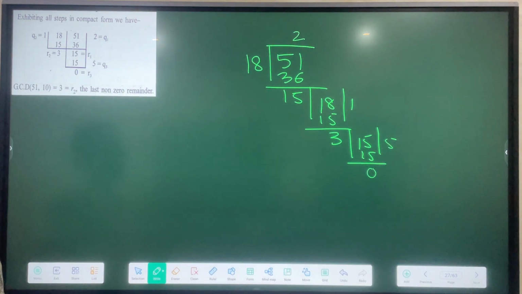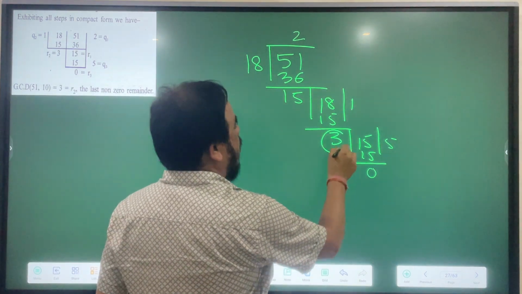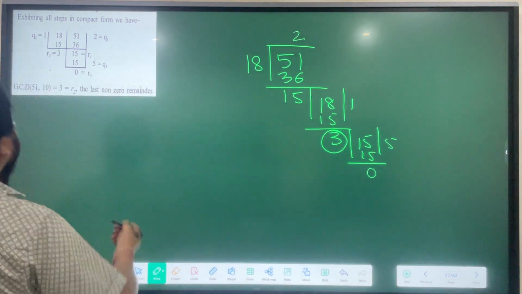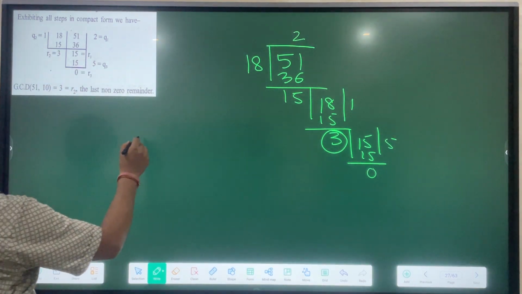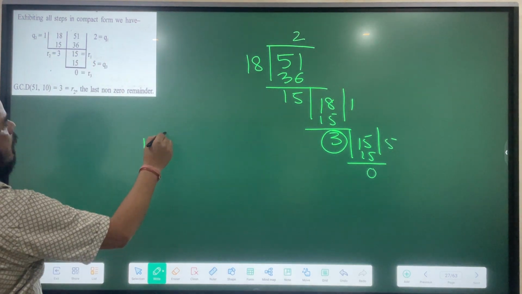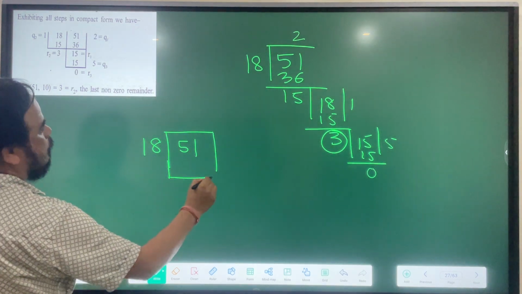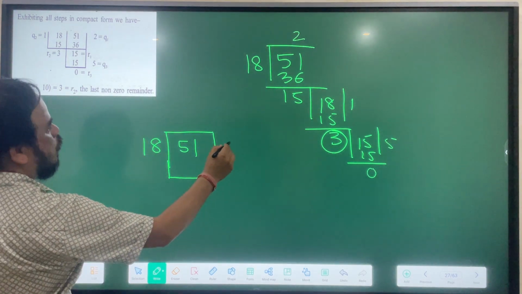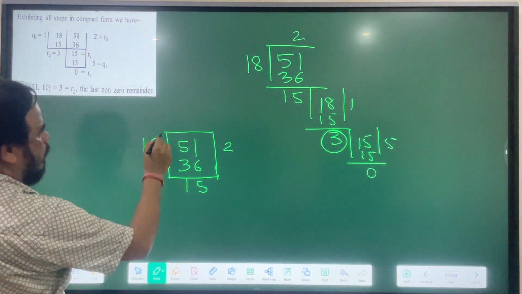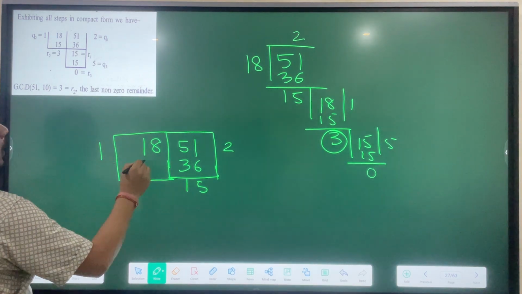Long division, short division method. So what is the HCF? We have done HCF. This is the HCF. Here it will be called GCD. Okay. Here it is shown like this. This same thing we have done here, it's just different. 18, 51. 18 2 are 36. 15. 1 are 15.